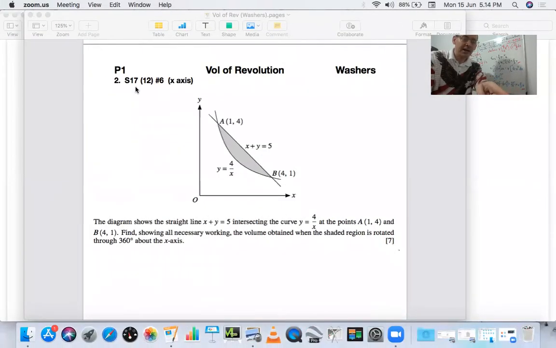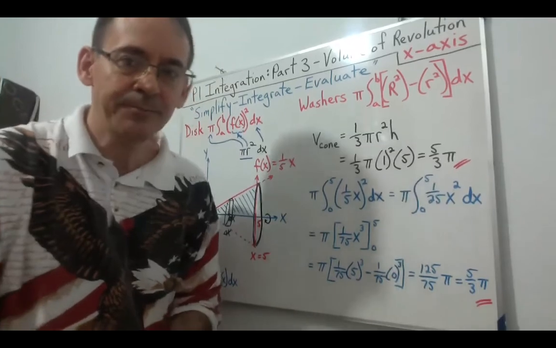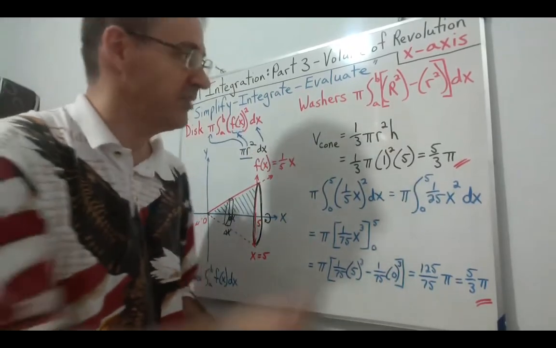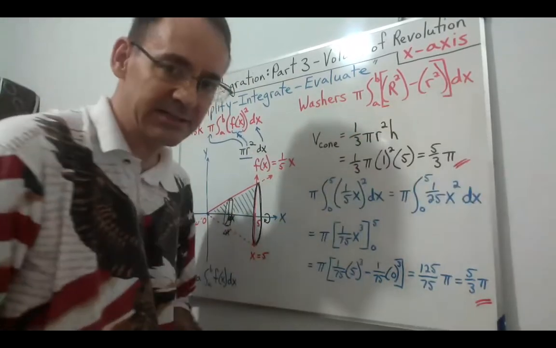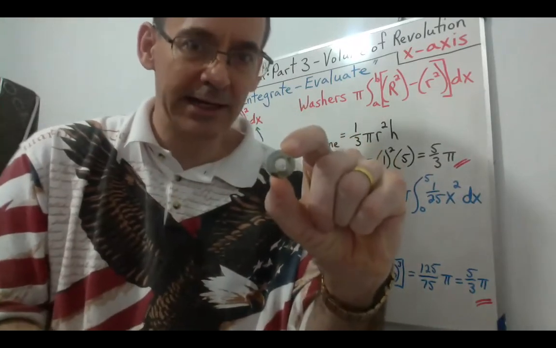If you want to look it up, S17, so summer of 17, paper 12, number 6, that is your x-axis example of washers. You can look it up yourself, try it, be a nice challenge for you. Here's the formula. It's still pi r squared dx, essentially. But now you have 2 radii.